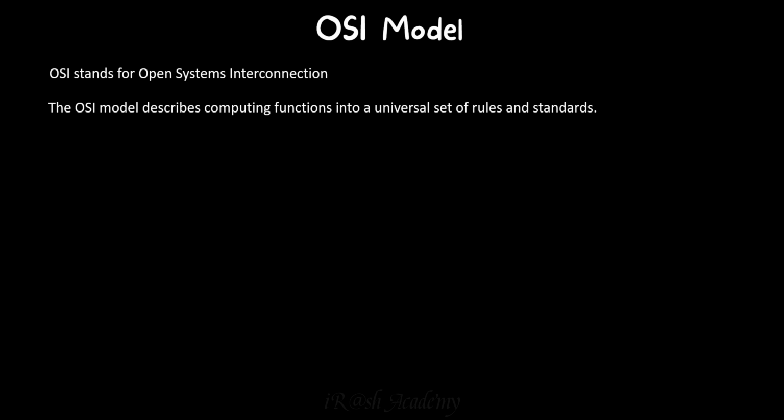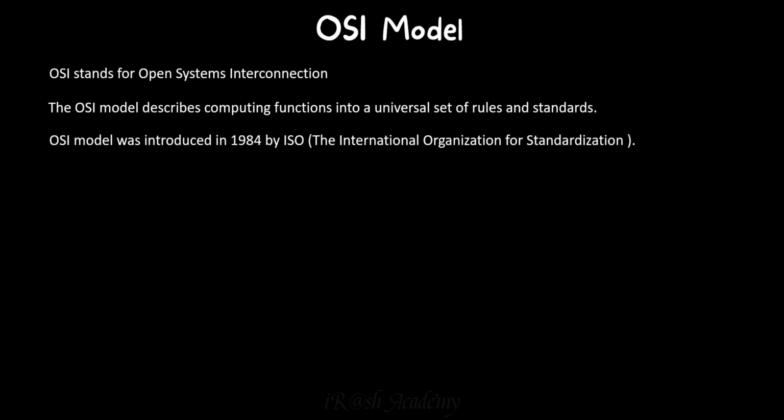Now let's talk about the OSI model. What is the OSI model? The word OSI stands for Open System Interconnection. The OSI model describes computing functions as a universal set of rules and standards. The OSI model was introduced in 1984 by ISO. ISO stands for the International Organization for Standardization. The OSI model consists of 7 layers.